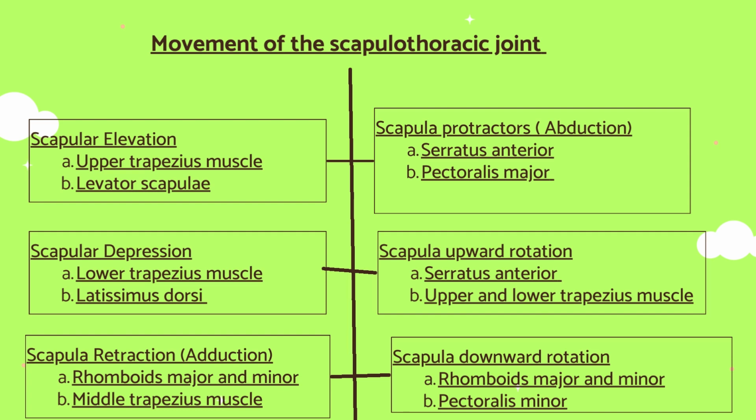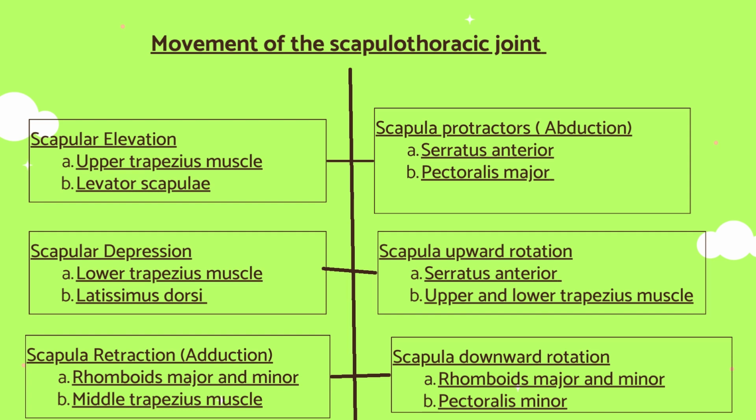Scapular protraction, abduction. Movement: forward movement of the scapula away from the spine. Muscles involved: serratus anterior, pectoralis minor. Scapular retraction, adduction. Movement: backward movement of the scapula toward the spine. Muscles involved: rhomboids, major and minor, middle trapezius.